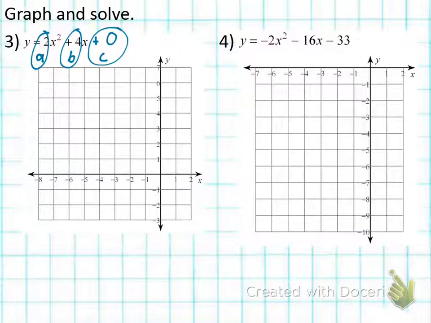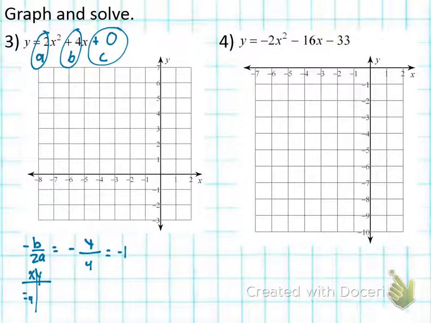So, we got our A, B, and C. Now we got to figure out our negative B over 2A. Say it's negative 1? Okay. So we plug them in. We got negative 4 over 2 times A, which is 4, which is negative 1. Good. Then we do an XY table.